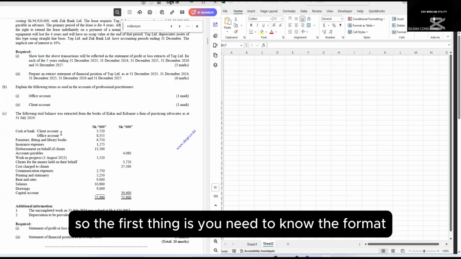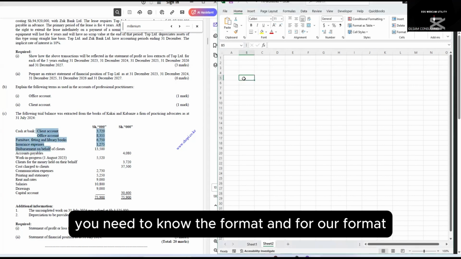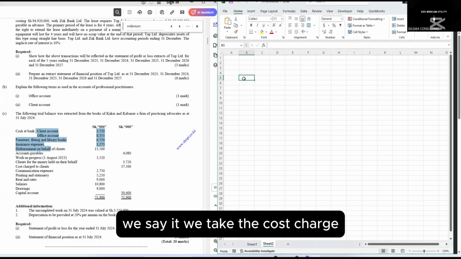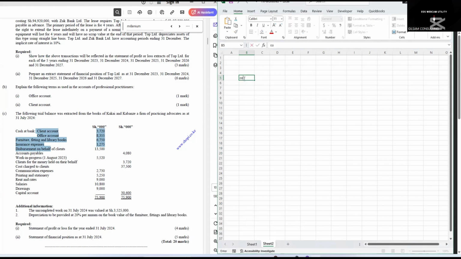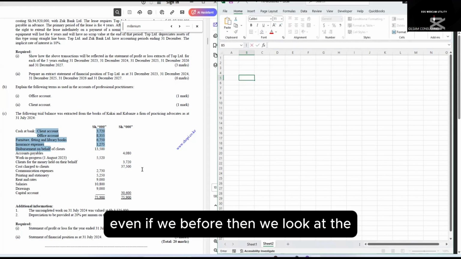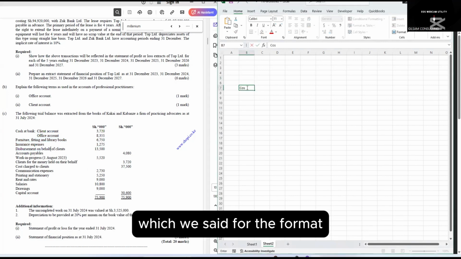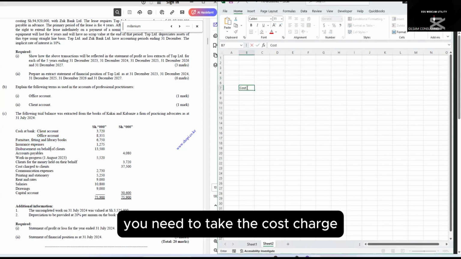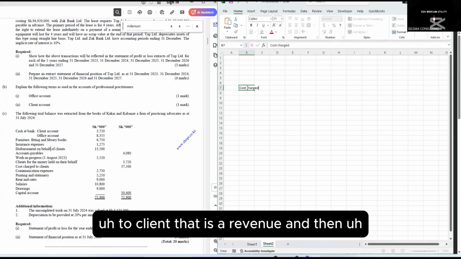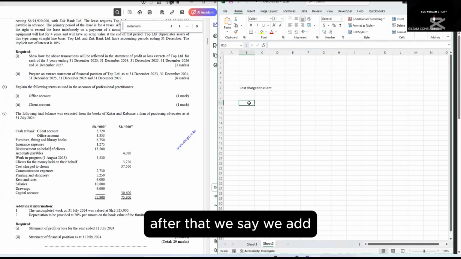So the first thing is you need to know the format. For our format, we said we take the cost charge to client. Even before we look at the question, the first thing is you need to understand the format, which we said: you take the cost charge to client. That is a revenue.